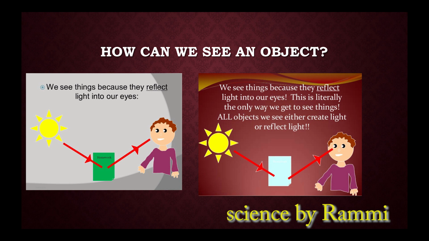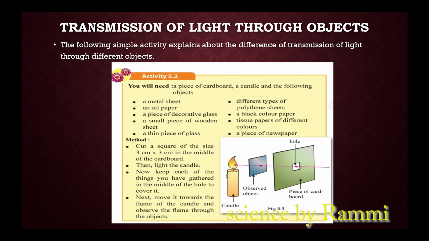Objects like books, houses, chairs are seen as a result of reflection of light. The light that comes from any source of light strikes these objects, gets reflected and comes back to our eyes. As a result, we can see these objects.